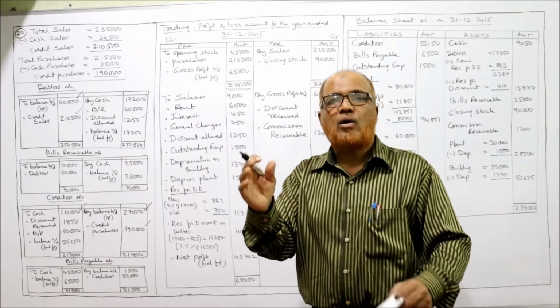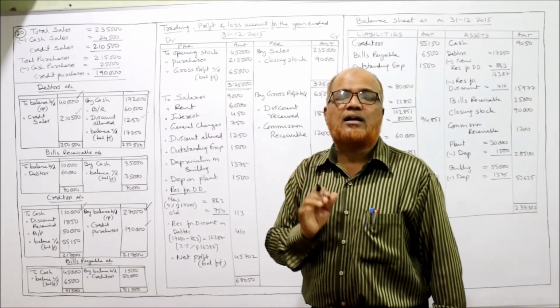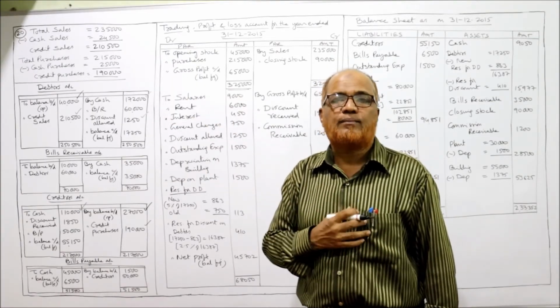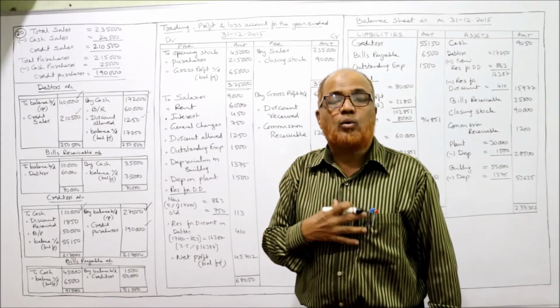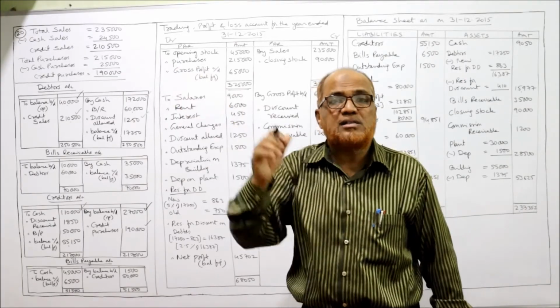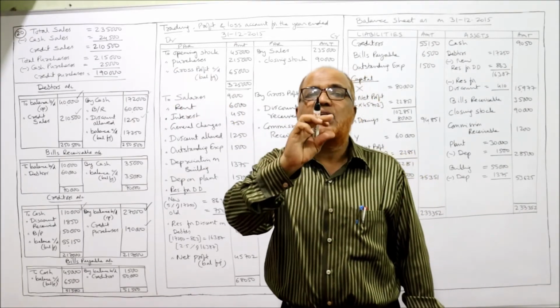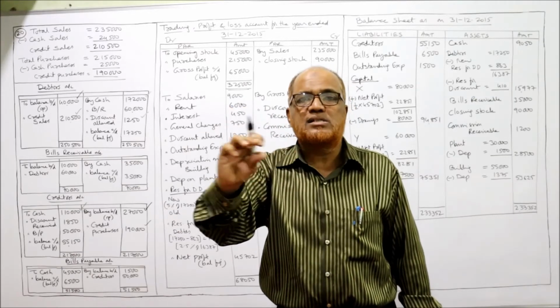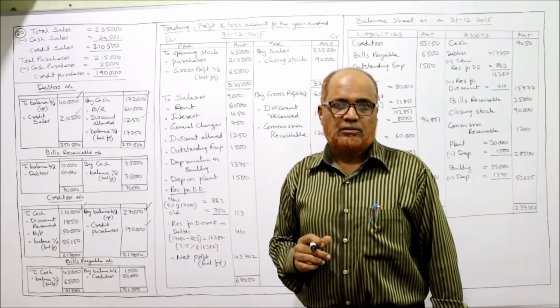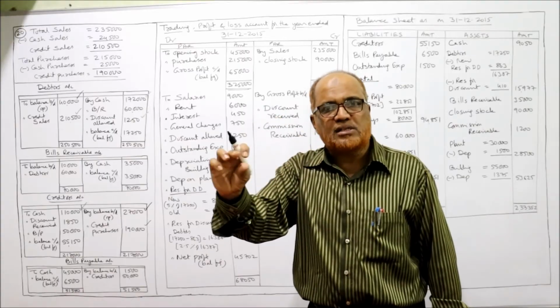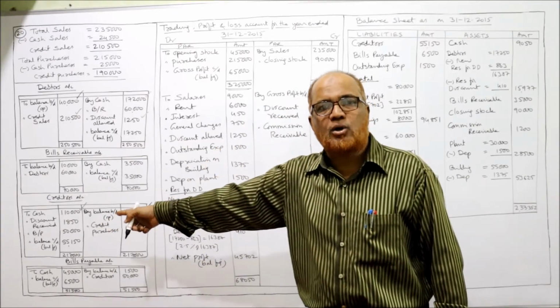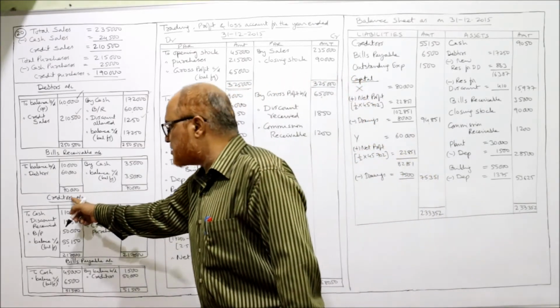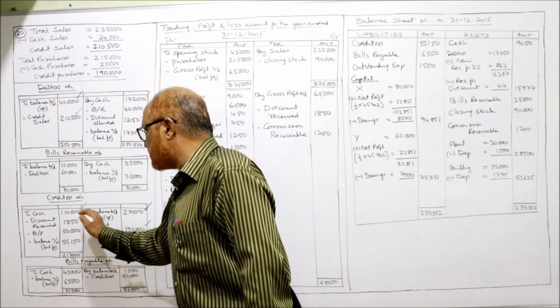Next comes discount allowed by creditors. It is discount received. We are receiving the discount. Who is allowing the discount? Creditors are allowing. So entry will be creditors account debtor to discount received. So creditors account should be debited, creditors account debit side to discount received.